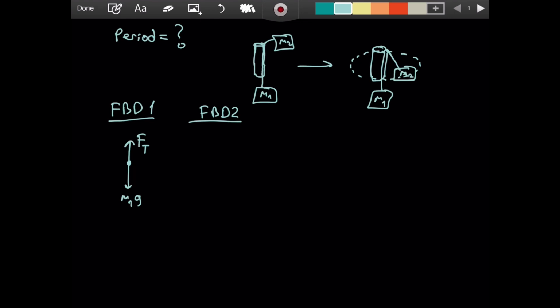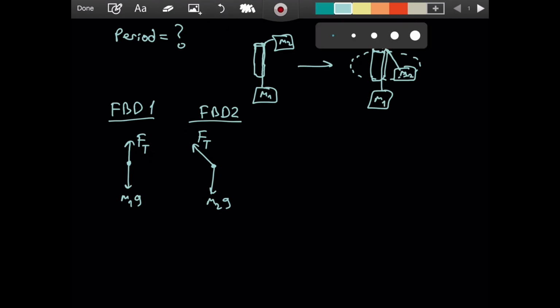Now for the second one, there is M2g downward. And there is the tension by the rope. It is going to be along the rope, and it is a pulling force. So it is something like this. And it is the same force. It has the same magnitude here and here, because we are also assuming that we are dealing with a massless rope. Okay?